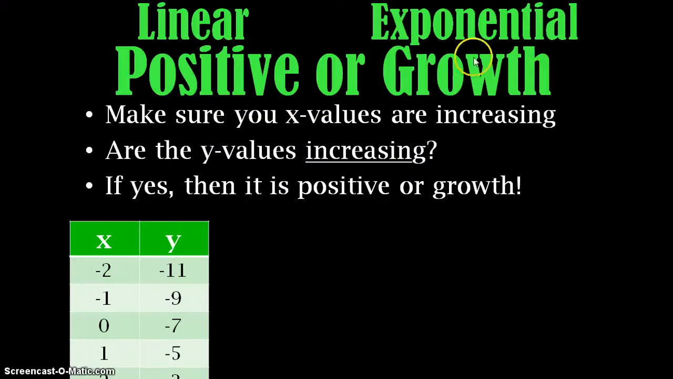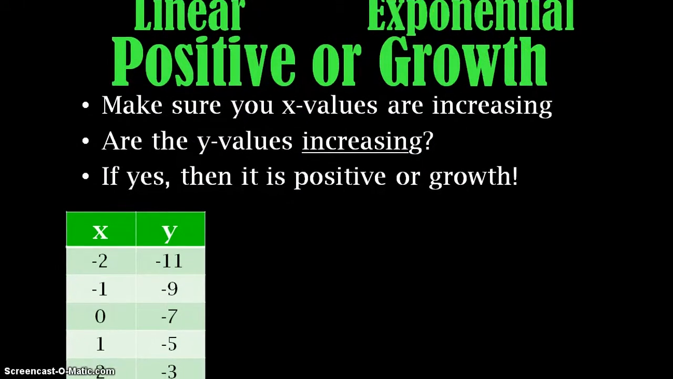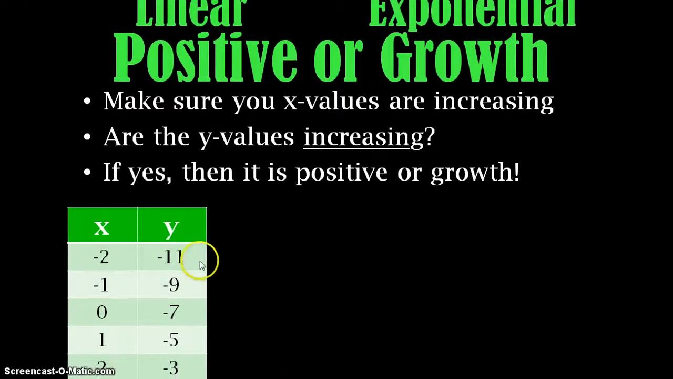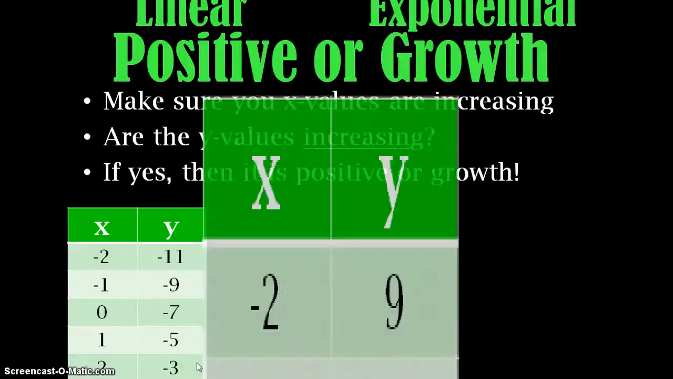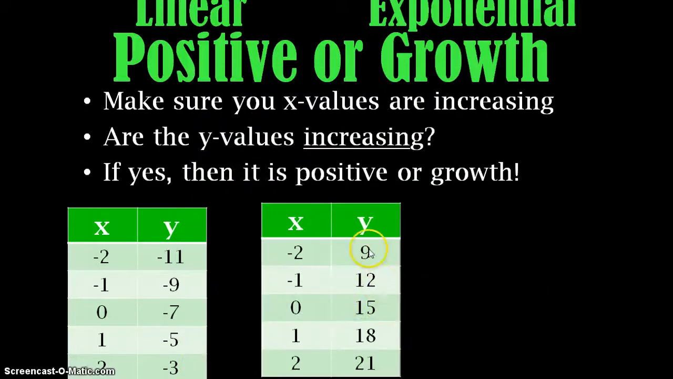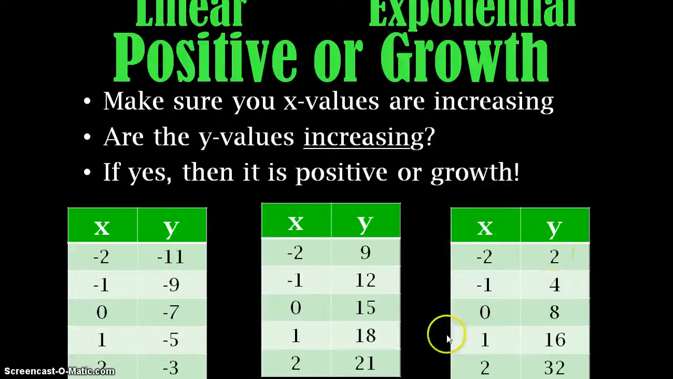So if we're looking at these, as you can see on this one, as we go from top to bottom, our y values are getting bigger and bigger and bigger, so this would be a positive. On this one, our y values are getting bigger. And on this last one, as we go from top to bottom, our y values are getting bigger. Since they're getting bigger, this tells us that this is a positive.